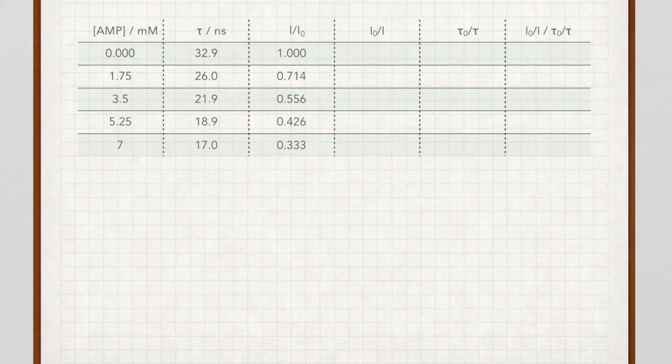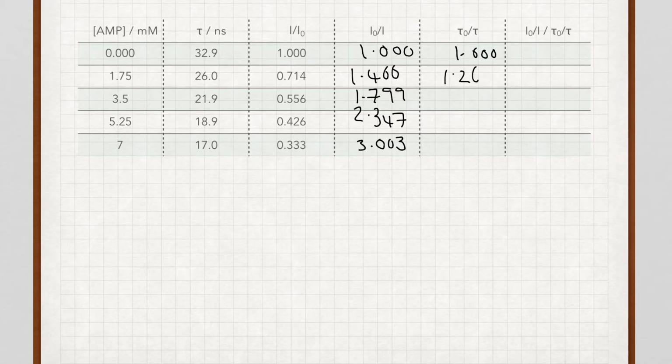So to get what I need to plot, I just need to fill in a few numbers. I don't want I over I naught, I want I naught over I. So this is going to be just a case of filling in the table. 2.347 and 3.003. And if I do the same thing here for the lifetimes, I will see that these are not going up at the same rate. And so right now, in my head, alarm bells are going. Because if this was purely dynamic quenching, I would say that I naught over I has to equal tau naught over tau. It doesn't, so in this case I know right off that this is static plus dynamic.